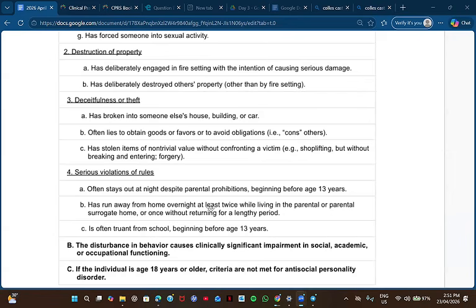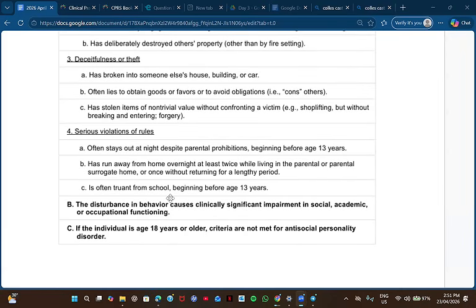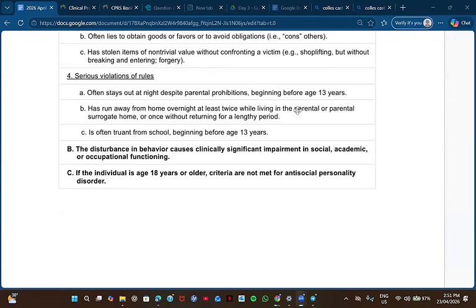Beginning before age 13, very important. Beginning before age 13, has run away from home overnight at least twice while living in the parental or surrogate home, or once without returning for a lengthy period. Often truant from school, beginning before 13 years, right?